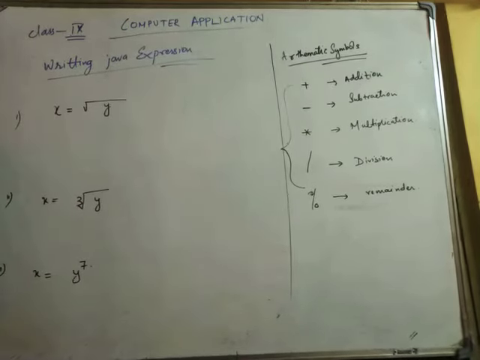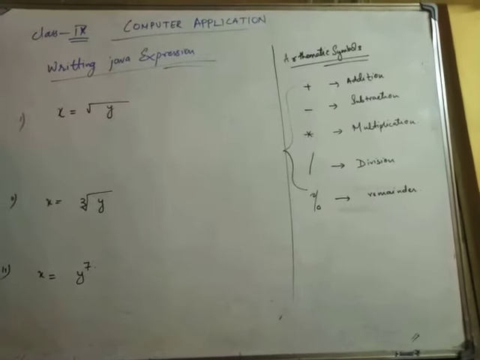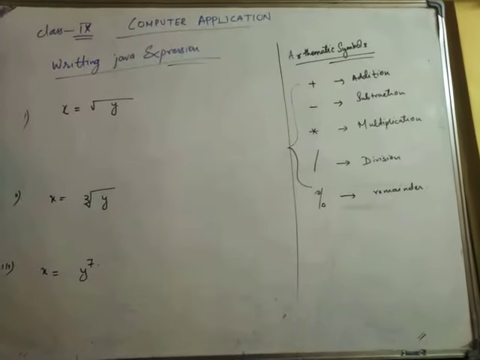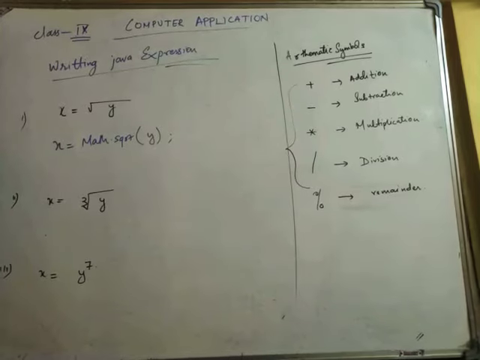If you want to write this in Java, how will you write it? There is a way of writing, there is a method. We have two methods. One is for square root, we have math.sqrt. So you see how we'll write it down. So you wrote math.sqrt of y.